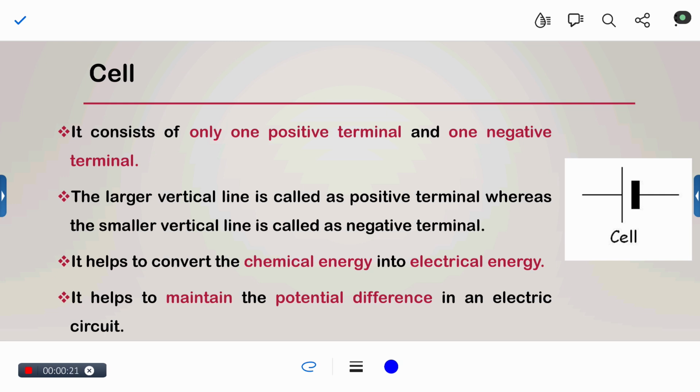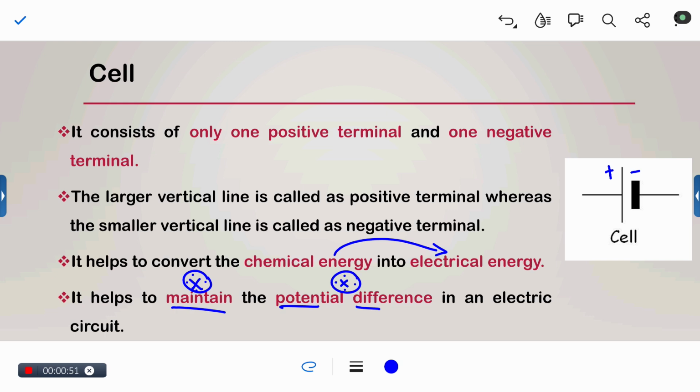It is going to consist of one positive terminal. The larger line we will be calling the positive, and the smaller line we will be calling the negative. This cell helps to convert chemical energy into electrical energy. And the main important function is that it helps to maintain the potential difference. Potential difference we will be learning in the upcoming topic, but remember this alone is important.